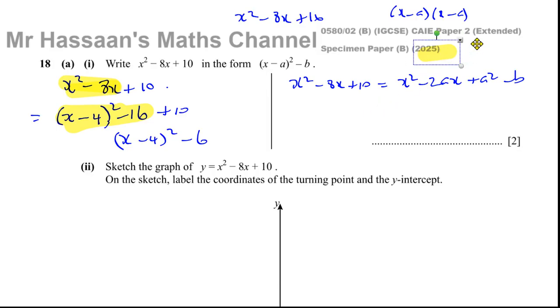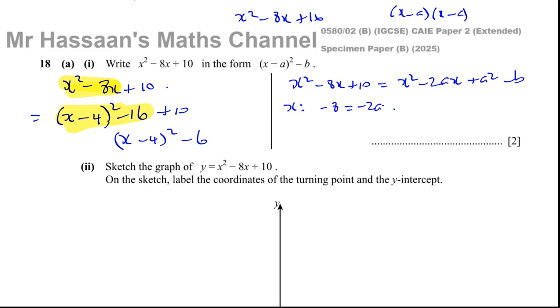Okay, we can compare the coefficients. The x squared terms have the same coefficient, but I can compare, for example, the x terms. If I compare the x terms, I have minus 8x on this side and minus 2ax on this side, which means minus 8x must be the same as minus 2ax. So I can drop the x there.